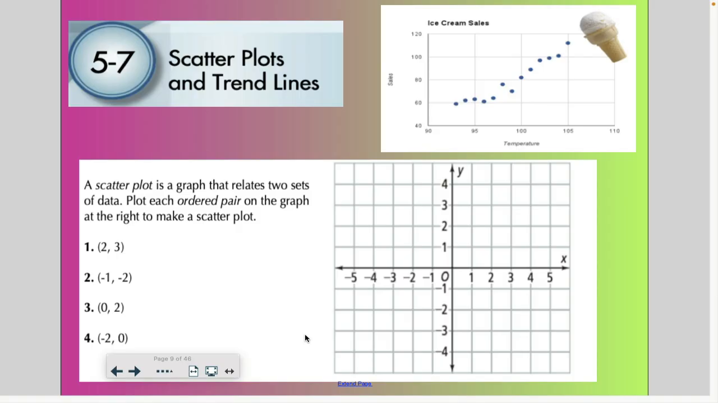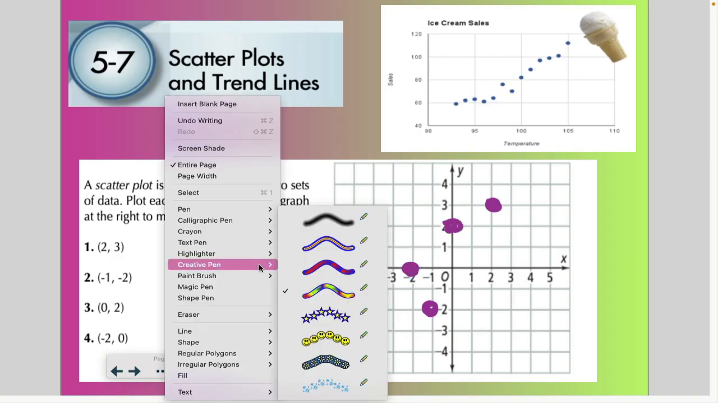I believe like plotting coordinate pairs. You probably did this in like 3rd grade. When did they teach this stuff to you, like plotting these points? 3rd grade, maybe? I don't know. Go ahead and plot the points. We got 2, 3, -1, -2, 0, 2, -2, 0.